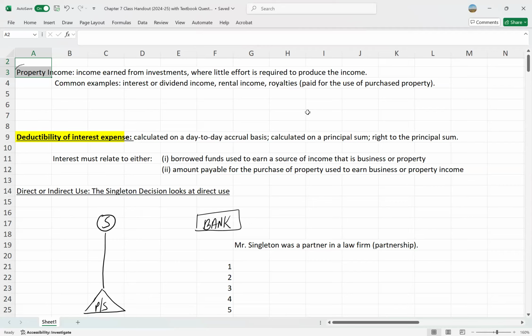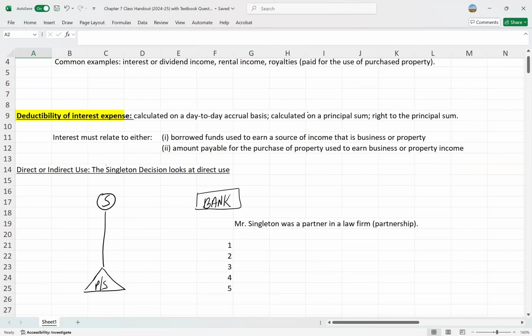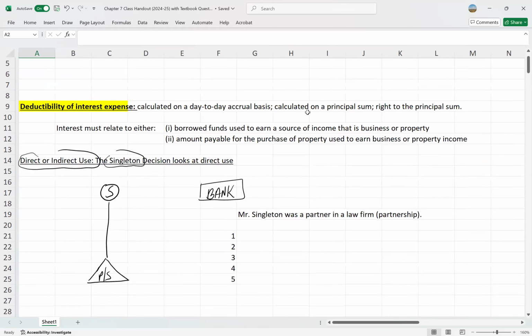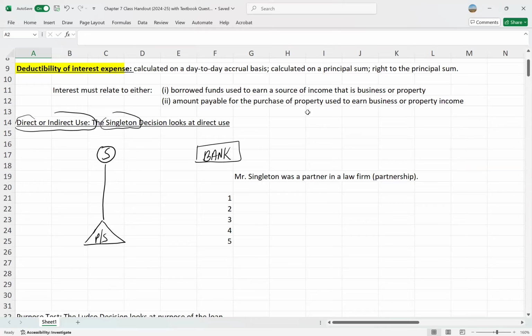Now, in the textbook, they go through some court cases that relate to interest deductibility. And so we're going to review just a couple of the court cases. You don't need to know the court cases in a lot of detail, just know the main takeaways. The first one we're going to talk about is the Singleton court case. And this looks at direct versus indirect use of the borrowed money. So let's talk about the Singleton case.